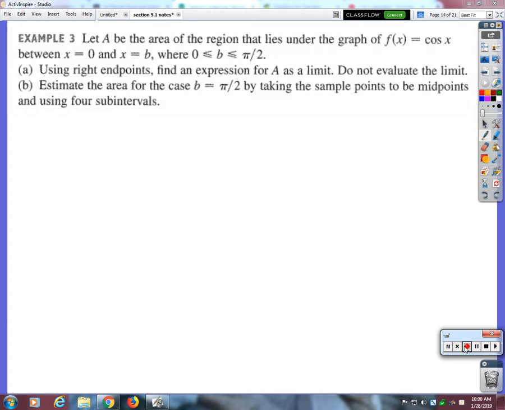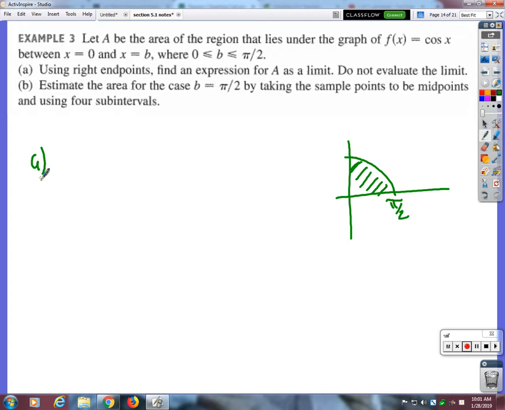Okay, so now we're going to do, if it's in between 0 and 2 pi, that's the first little thingy of the, right? Oh yeah, sorry, pi over 2. That's the first little thingy. So it says using right endpoints, find an expression for A as a limit.